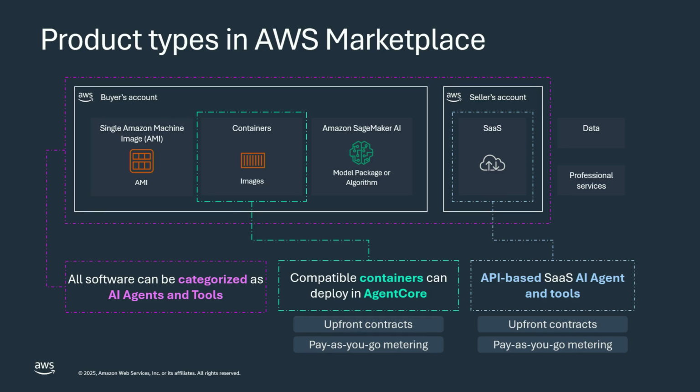And the thing we're going to focus on here is, if you see down the bottom, we've got compatible containers that can deploy now in Agent Core runtime. And we also have API-based SaaS AI agents and tools. So one, as I say, would be Agent Core runtime deploys as a container in the buyer environment. An API-based SaaS AI agent and tools would be a SaaS product that deploys in your account, and you provide access to the buyer as an API endpoint.